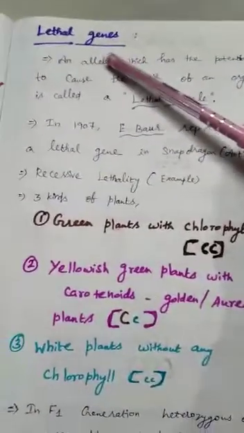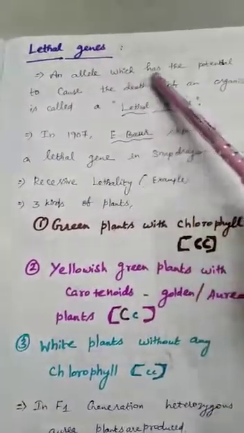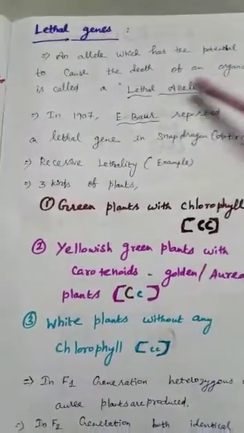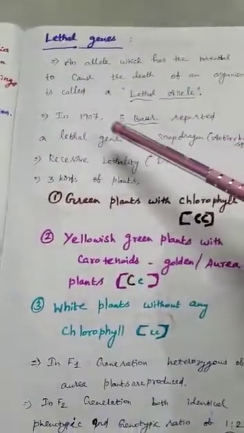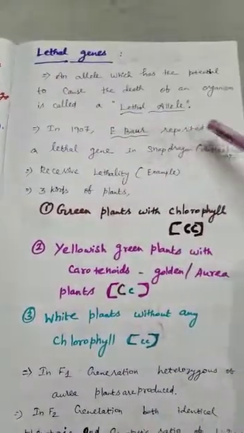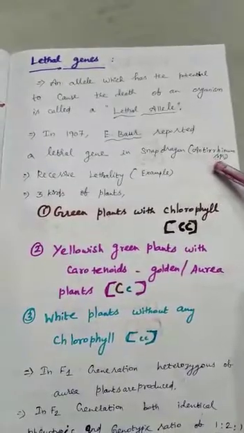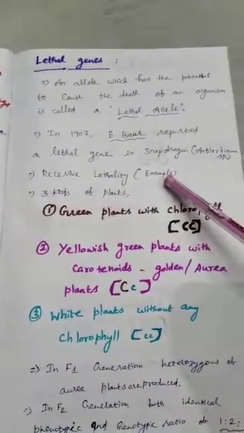We will discuss the topic, lethal genes. An allele which has the potential to cause the death of an organism is called a lethal allele. In 1907, E. Baur reported a lethal gene in snapdragon, that is, an Antirrhinum species. It is the best example of recessive lethality.